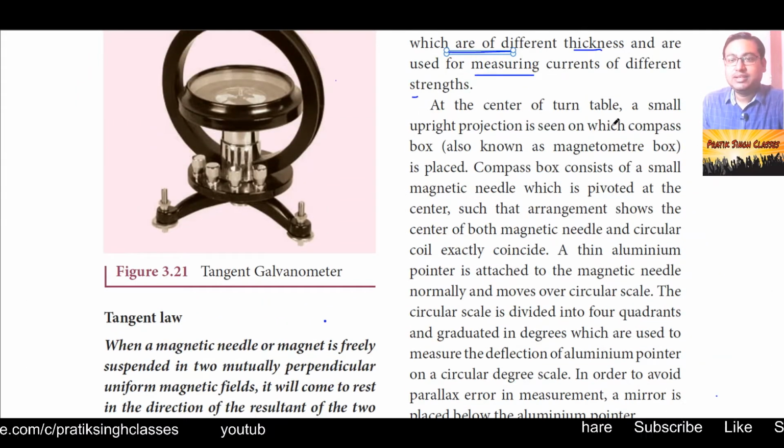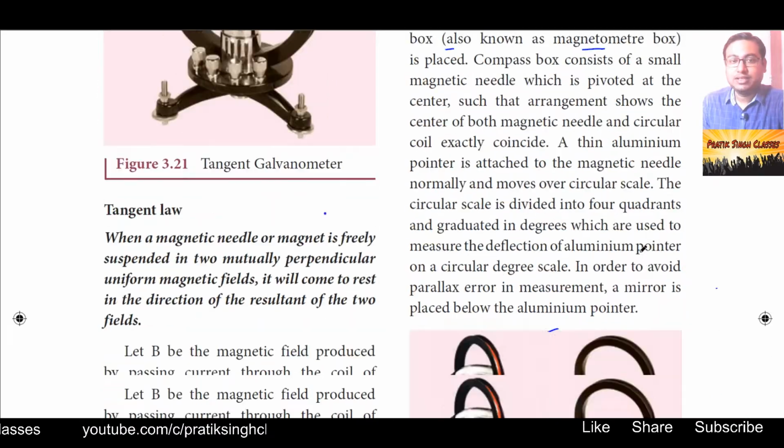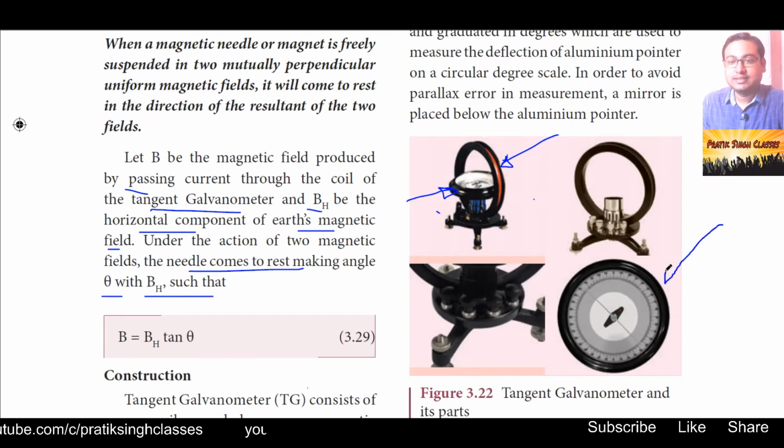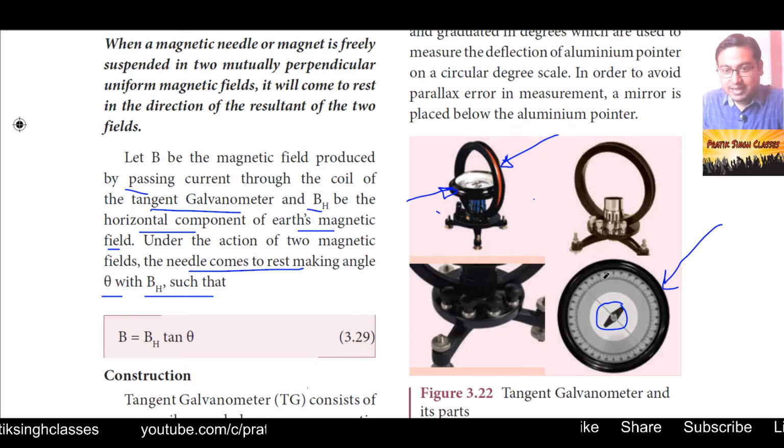At the center of the turntable, a small upright projection is seen on which a compass box, known as the magnetometer box, is placed. As you can see here, this one is the magnetometer box. It looks like this. At the center we have a bar magnet, and we have these angles from 0 degree to 360 degree, marked on this paper fixed here.